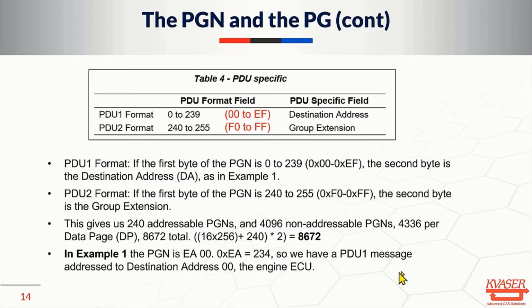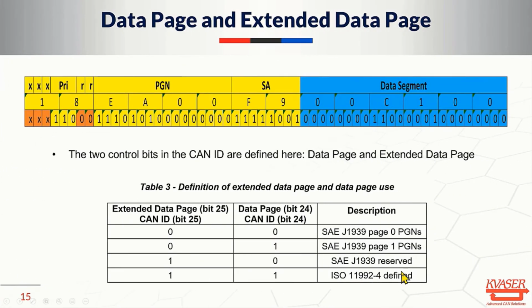Moving on from here. Okay, so we're going to repeat that bitwise breakdown of the message that I showed you. And the reason I'm going to repeat it is I want to talk about these 2 control bits that we kind of skipped over. So the control bits, in this case control bits in the CAN ID, are the data page and the extended data page. Okay, and this table, table 3 out of J1939-21, shows you the data page and the extended data page.